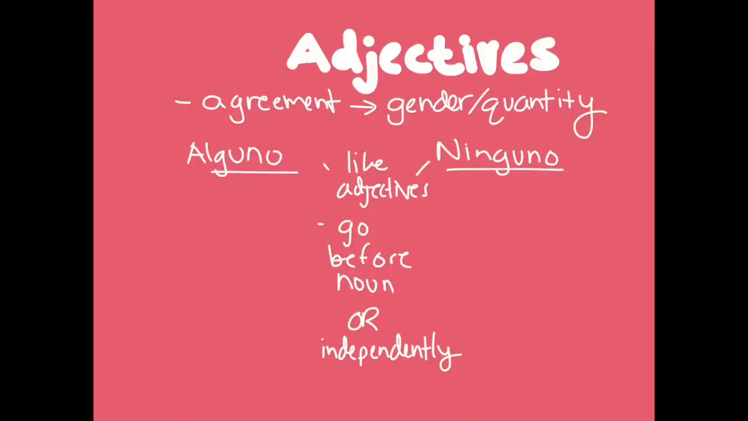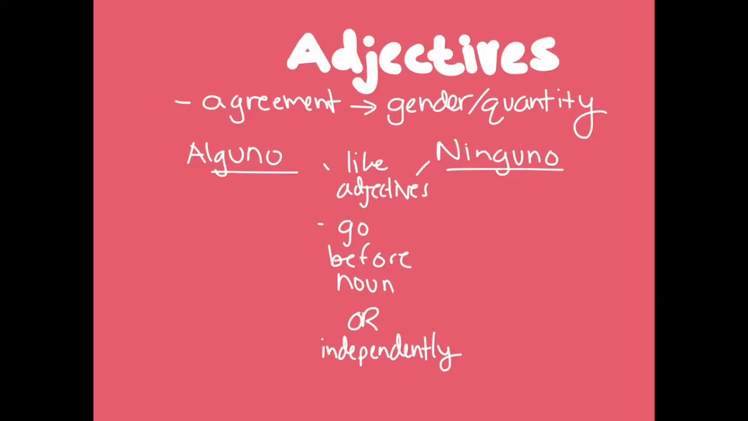Now, alguno and ninguno tend to be the trickiest ones. Again, they act like adjectives. We know that adjectives in Spanish have agreement rules, so they have to agree with the noun they're describing in gender and quantity. So these ones will go before the noun they describe, or they can be by themselves. So for example, I could say, sí, yo tengo algunos libros, or if someone asks me, ¿tienes algunos libros? I can simply reply, sí, tengo algunos. It's still algunos because I'm describing libros even though it stands independently from the noun.